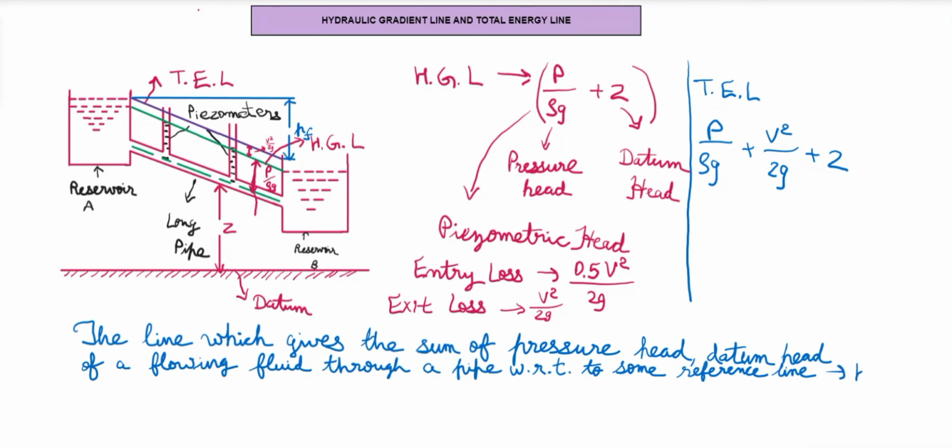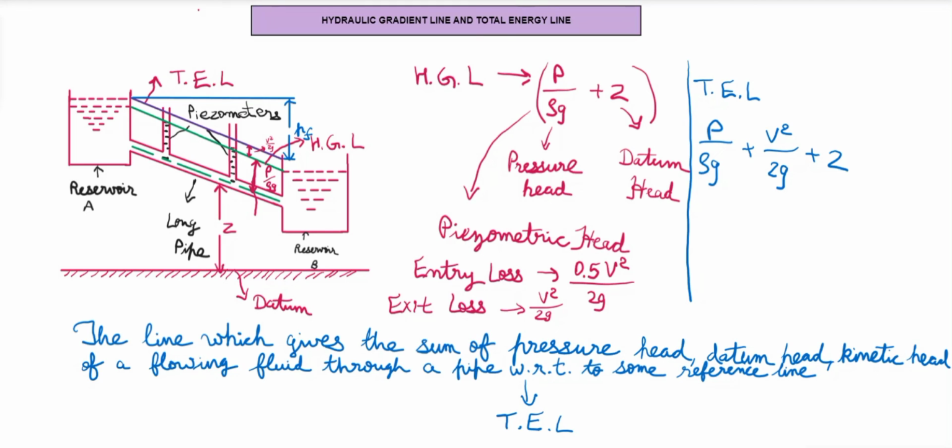And similarly, if we want to define the total energy line, then there will be only a single change, which is we will also add the kinetic head in this definition. Now the definition will become that the line which gives the sum of the pressure head, datum head, and kinetic head of a flowing fluid through a pipe with respect to some reference line, that we call the total energy line.